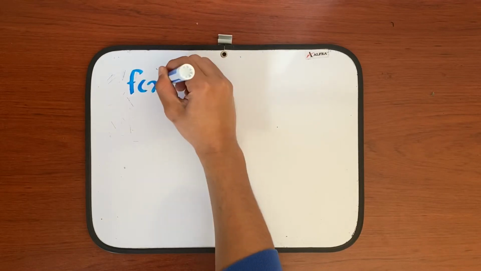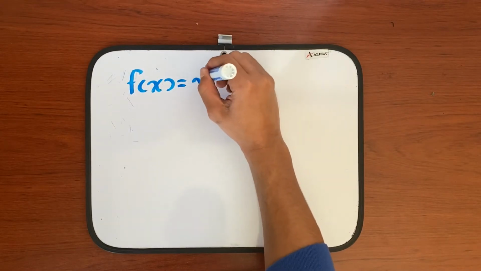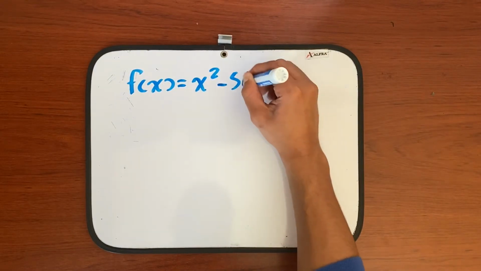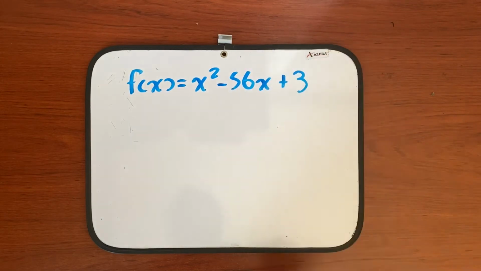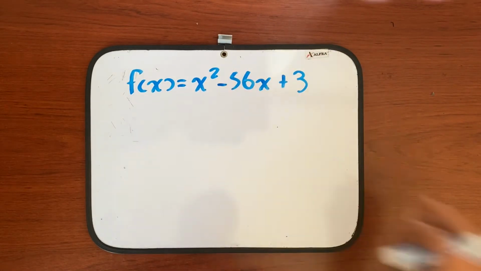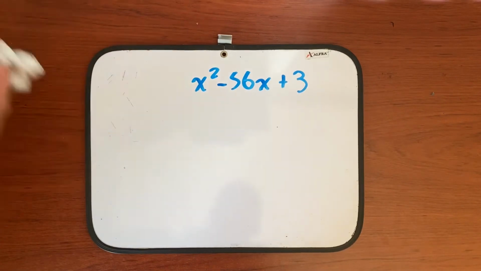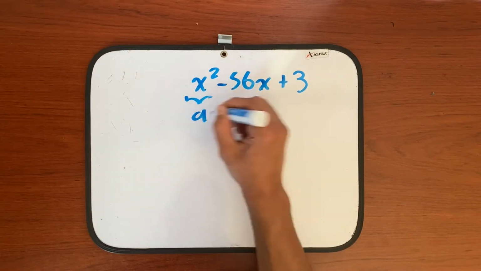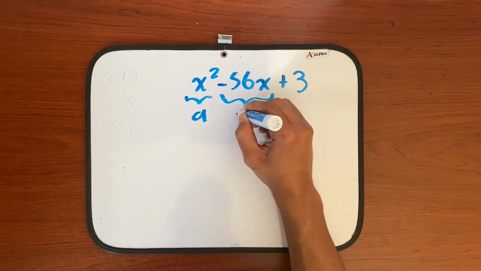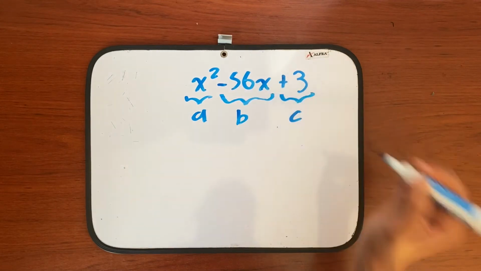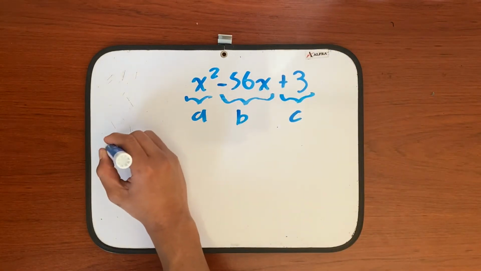Moving on to second degree functions, our example will be f of x equals x squared minus 56x plus 3. There are many methods to find the zeros of these functions. The one that I like the most is factorizing using the quadratic formula. That's the one that I will show you today.